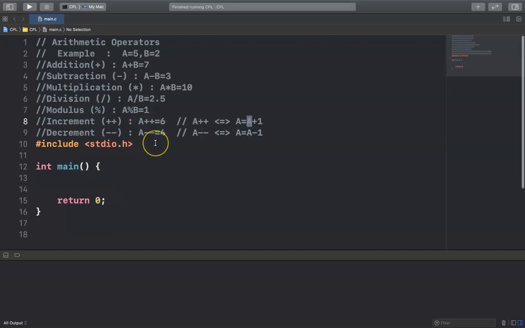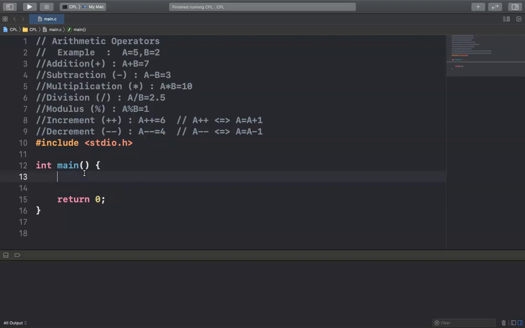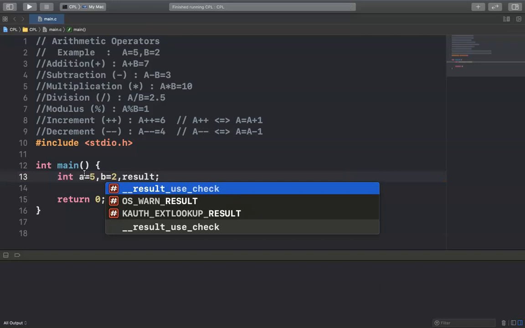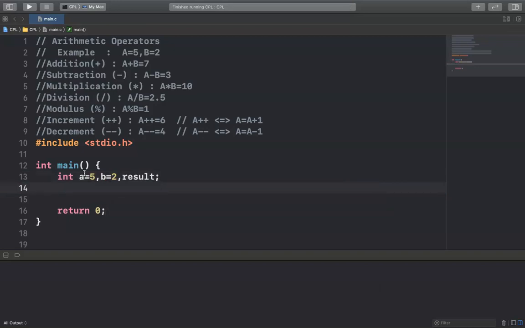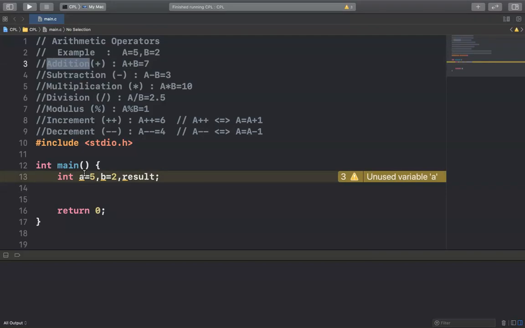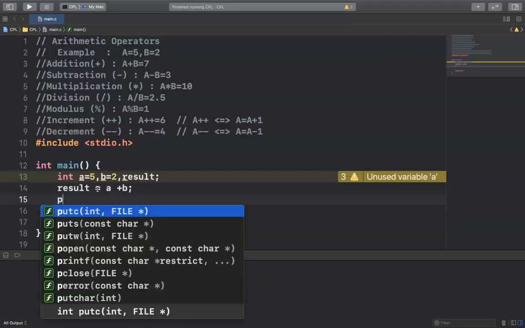Let me give you an example. For example, you have variables A and B, and you give A equal to 5 and B equal to 2, and we have the variable result here. So I will make addition. The result I can write like this: result equal to A plus B, and then I print the result.